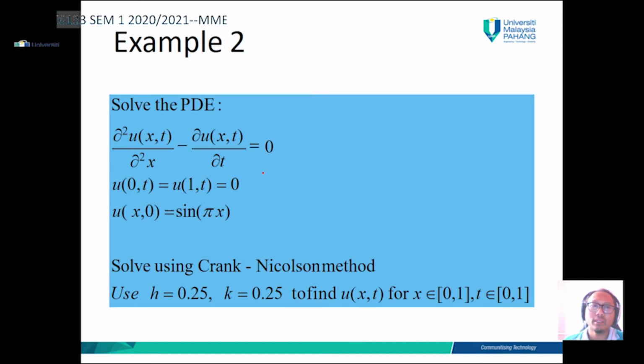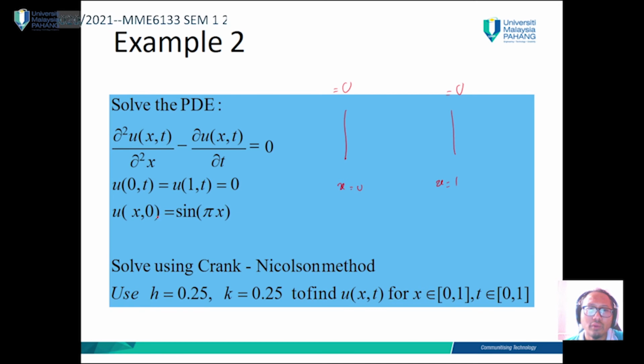So we are going to solve the PDE for the heat equation, where the boundary condition is u at space 0 times t equal to u1 t equal to 0. So we have the boundary condition is 0 at the beginning, so x equal to 0 and x equal to 1, all equal to 0. And we also have u(x, 0) equal to sine pi x. So the initial condition will be sine pi x, similar to example 1.